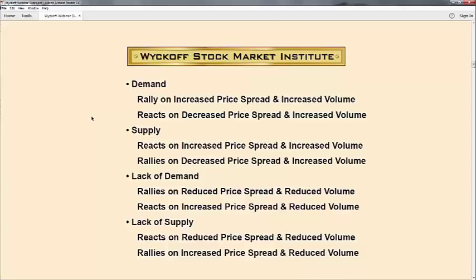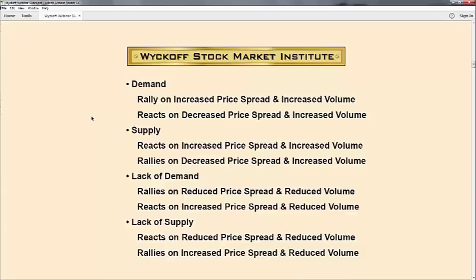Demand is considered to be present if the stock rallies on increased price spread and increased volume, or it reacts on decreased price spread and increased volume. Supply is present if a stock reacts on increased price spread and increased volume, or rallies on decreased price spread and increased volume. If a stock rallies on reduced price spread and reduced volume, it is considered to have a lack of demand. There is also a lack of demand on a reaction that has increased price spread but decreased volume.